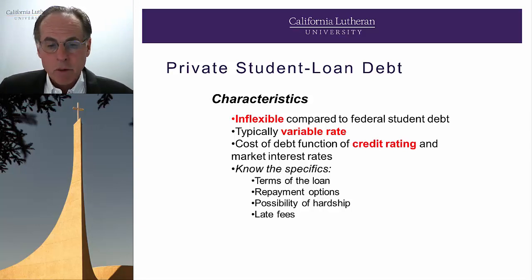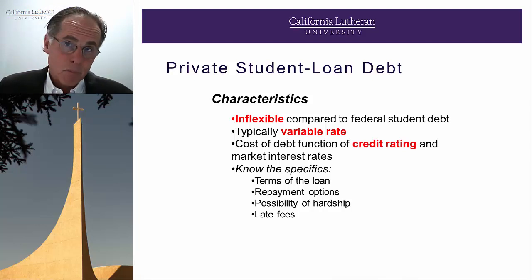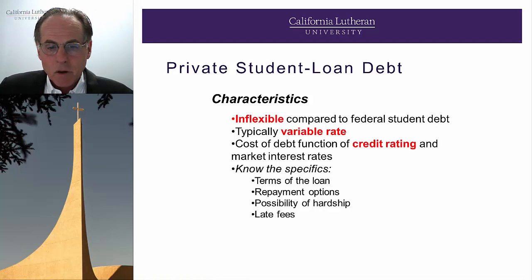Now let's take a few moments to look at student loans that were borrowed from private lenders, banks. So, what are the differences between private and federal loans? Well, generally, bank loans are more inflexible than federal student debt. Many of the federal student debt options are not there, such as deferments, debt cancellation, and automatic consolidation features. Although you could certainly try to renegotiate or consolidate the current debt.